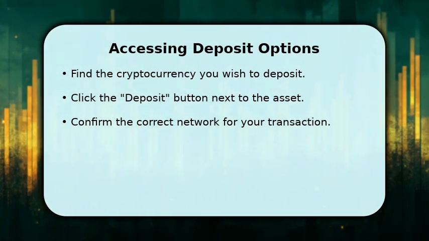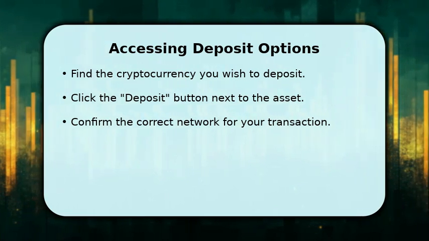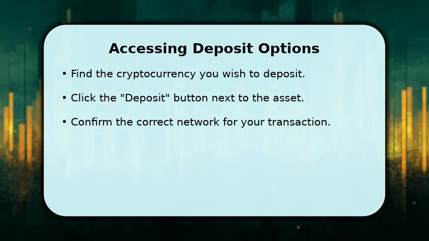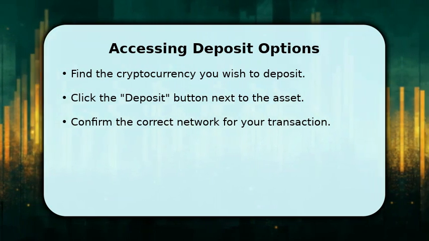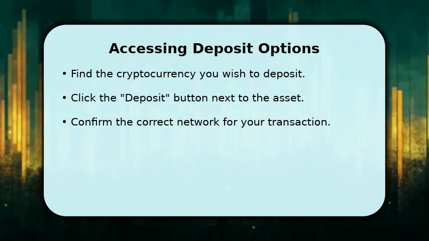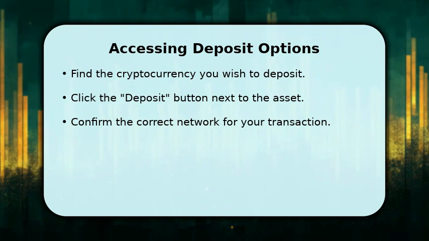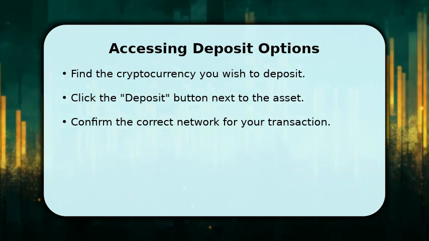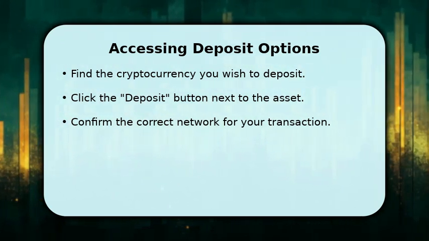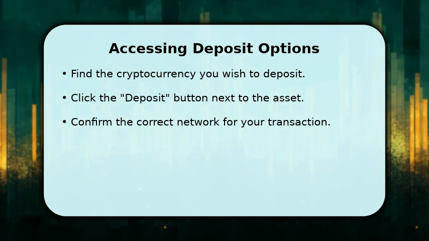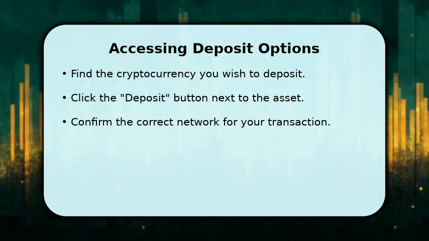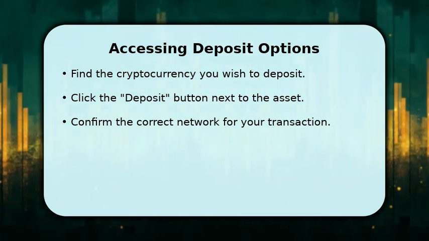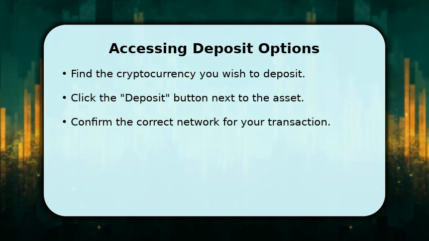Now that you're in the Fiat and Spot wallet, scroll through your list of assets or use the search bar to find the specific cryptocurrency you want to receive. Once you've located it, you'll see options like Deposit, Withdraw, and Trade. Click on the Deposit button associated with that particular crypto. This action will take you to the next step, where you can generate your unique deposit address.